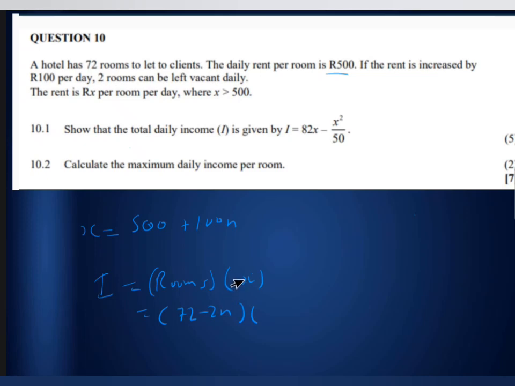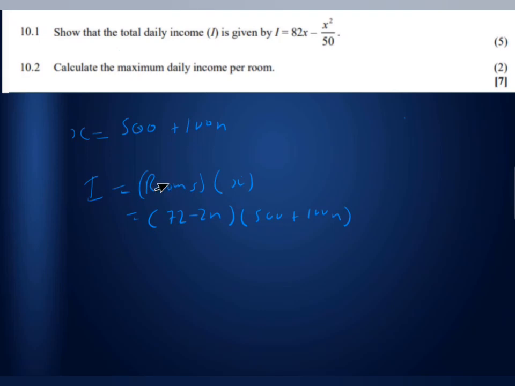So now we have X as well, right? So X will be equal to this part, 500 plus 100N. So that's what we have. Now we have to multiply. I hope you get it. For instance, on the first day, the price increased. We know that the price is supposed to be 600. So if we put 1, we're going to have 600. So that will be the price.